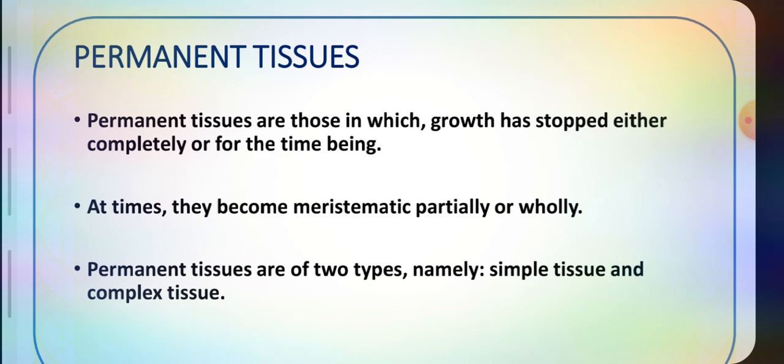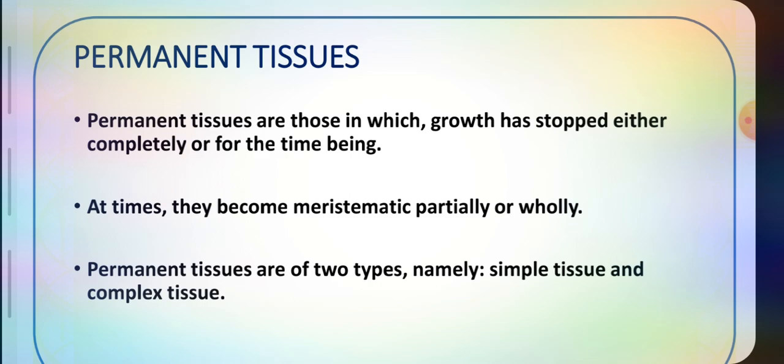What are permanent tissues? Permanent tissues are those tissues or cells in which growth has stopped either completely or for the time being. What is growth stopped? That is, no cell division. These cells or tissues will not divide and produce new cells. So they stop their growth and they do some specific function.